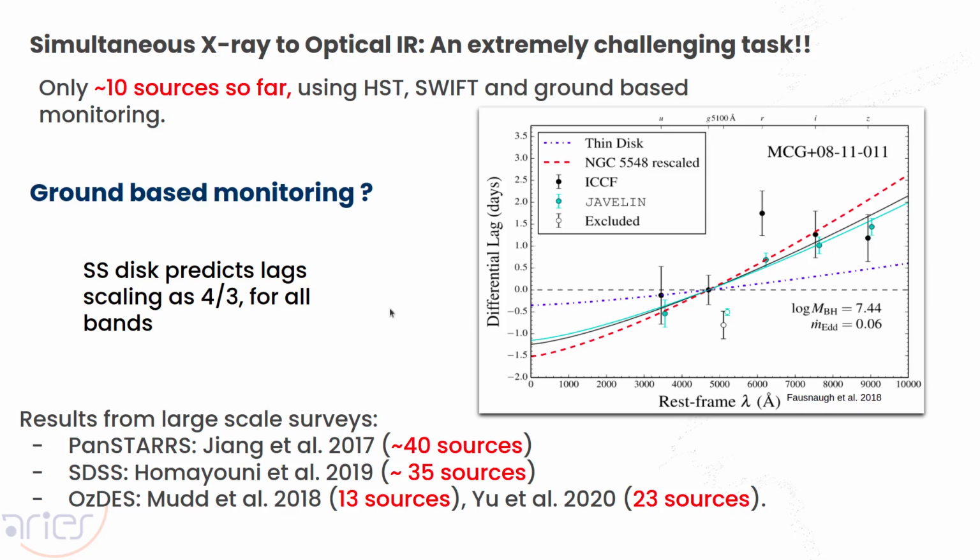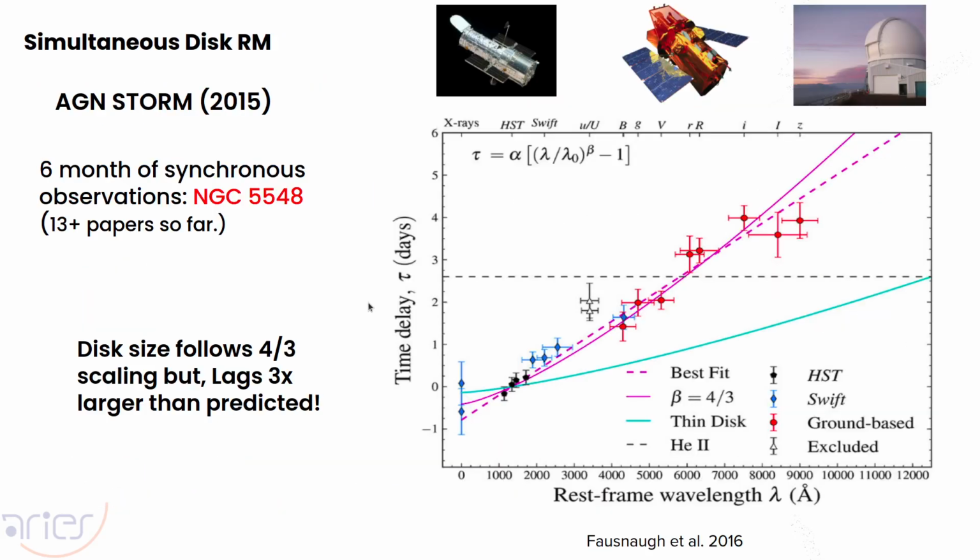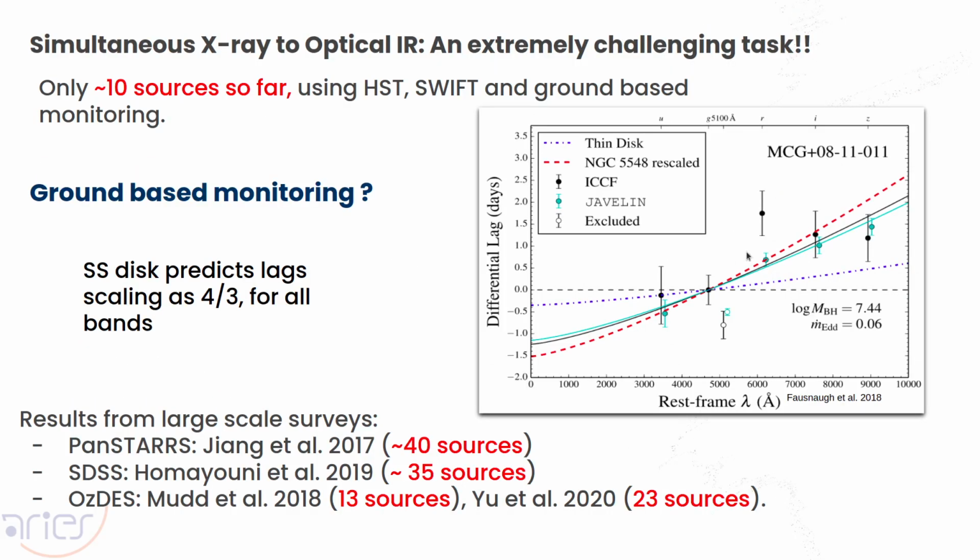So what we can do is, now you see this ugriz you are getting from ground-based surveys only. So suppose we ignore this thing and we follow this thing only, ugriz. So all this scaling will be true here also. So if you have multiple wavelengths, this should be true for your ground-based observations also. Because the SS disk is predicting your lags as 4/3 for all the bands. It's not that it is only in the X-rays or the UVs. So what you can do is ground-based monitoring. And now suppose you skip the space-based things and come to ground-based things.